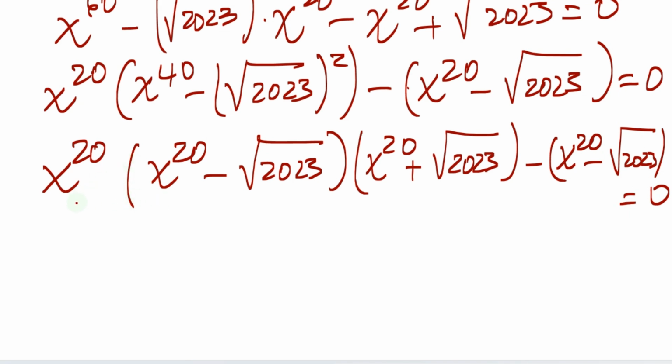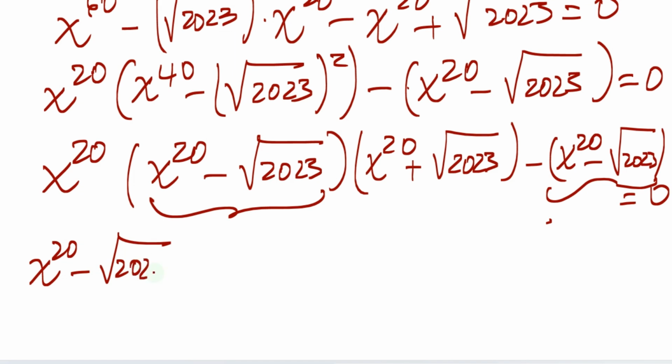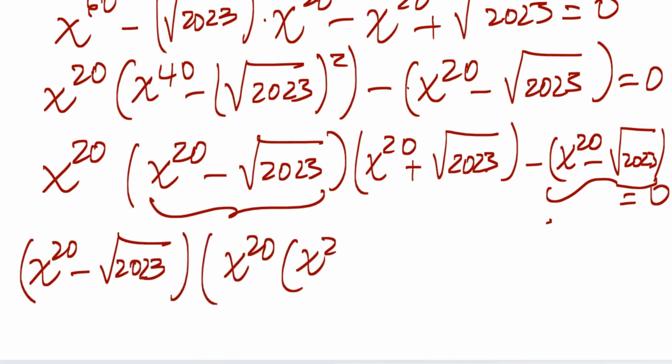So from here, I'm gonna factor out these two here, right? We're gonna have then x to the 20 minus square root of 2023, which will multiply x to the 20 plus square root of 2023, and then minus 1, right? And equals 0.